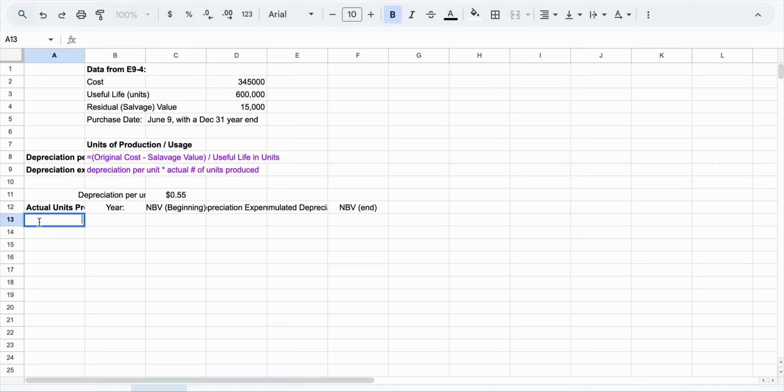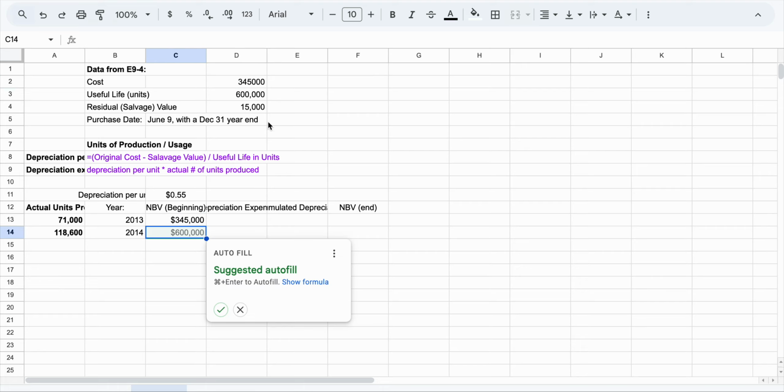It says in the question that the actual units produced in the first year were 71,000. So we can put that in right there. And then in the second year, it was 118,600. This was the year 2013, and this was the year 2014. So the net book value at the beginning was just our starting net book value, which we can get from right there.